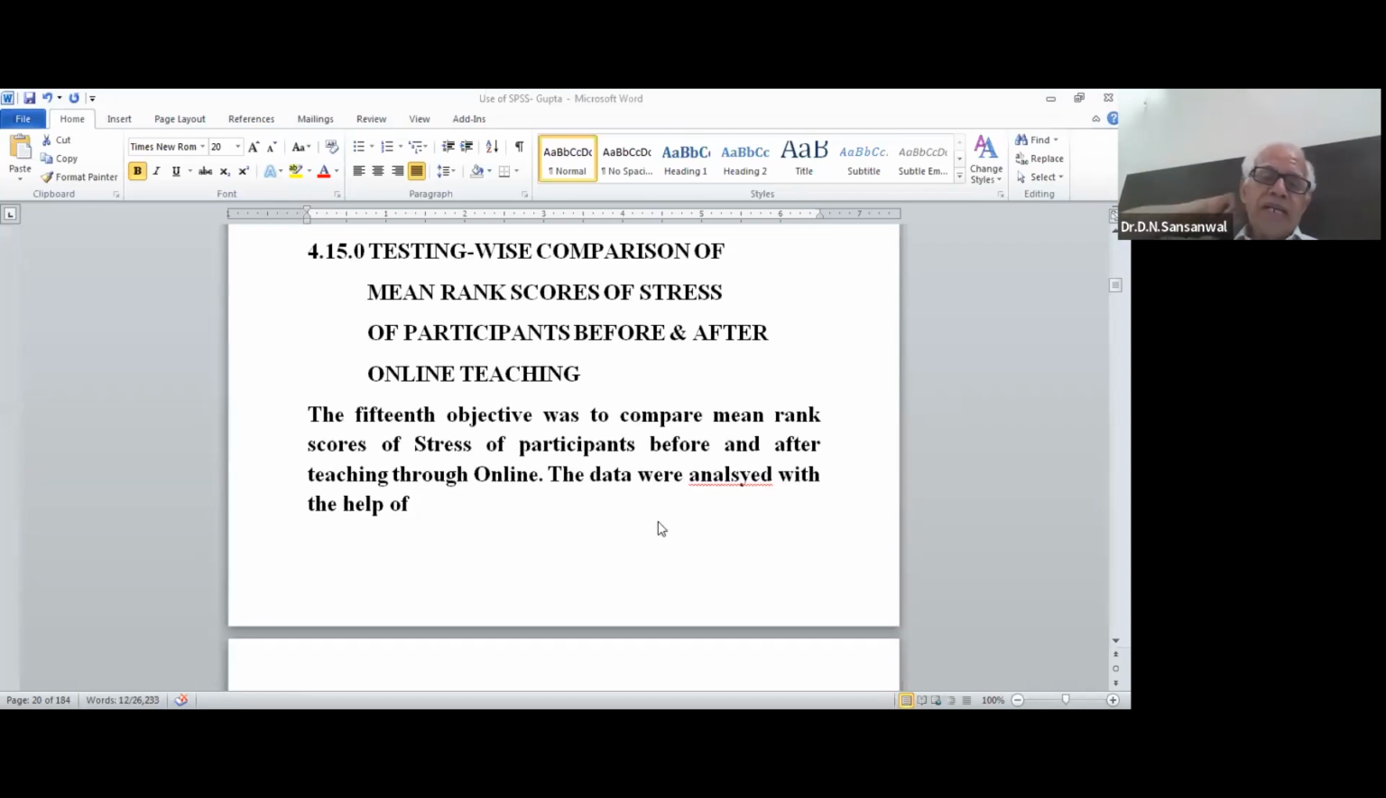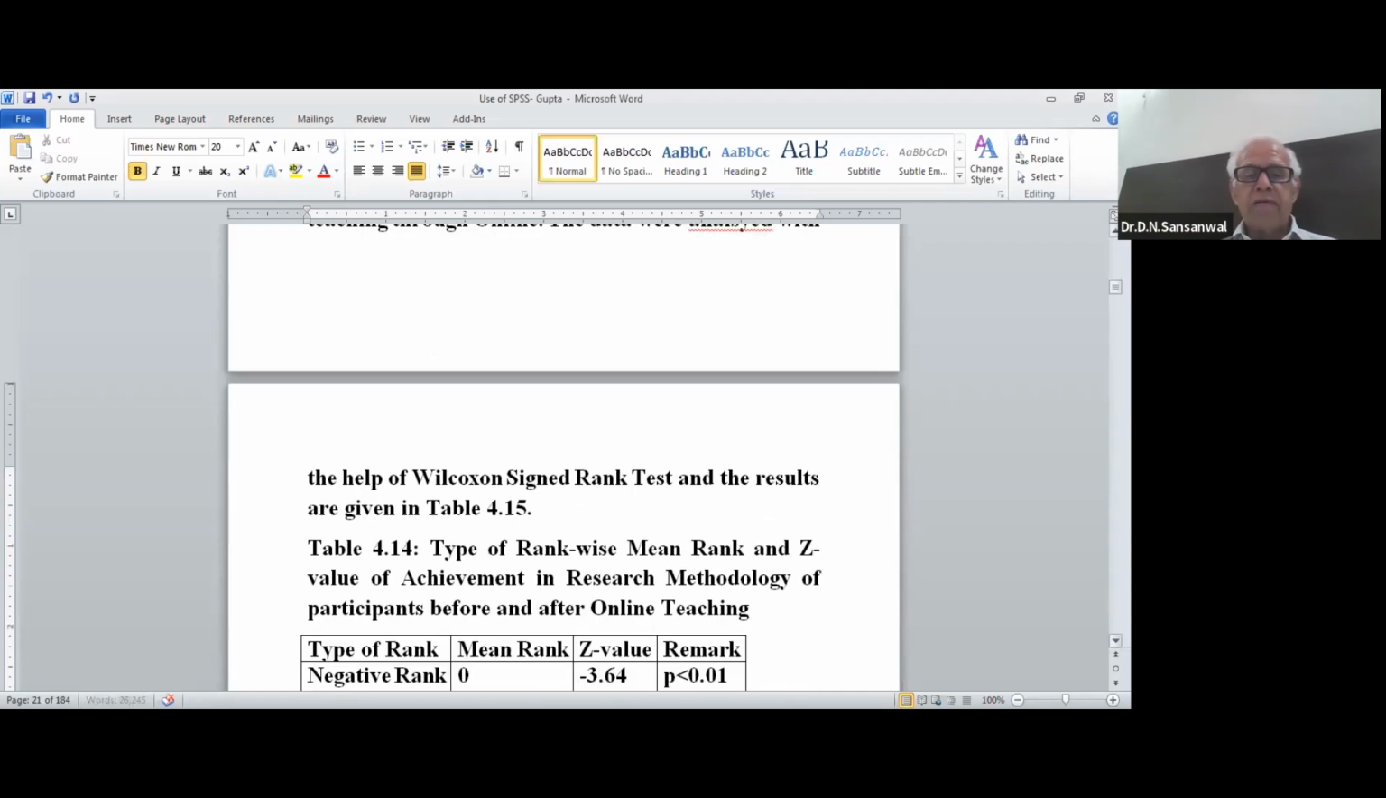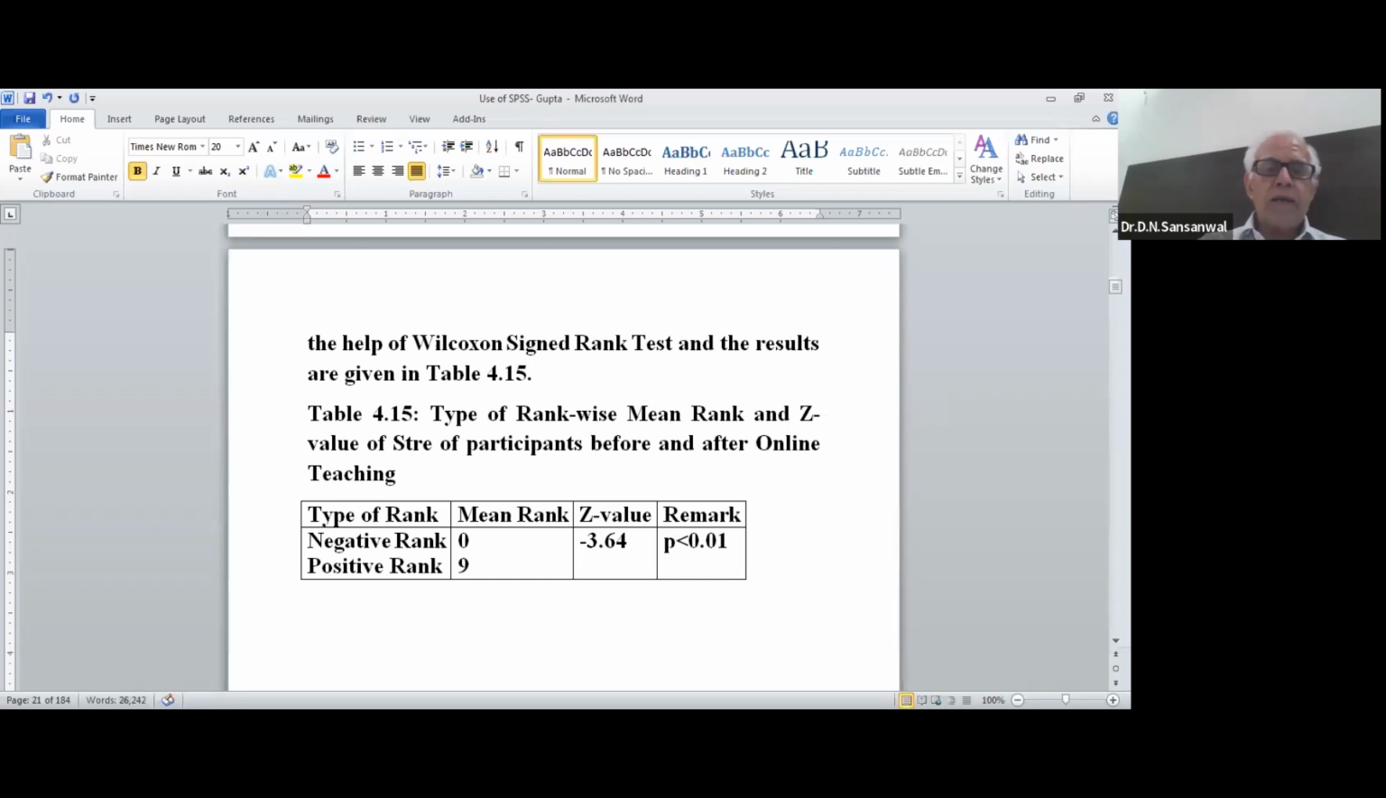So the data were analyzed with the help of Wilcoxon signed rank test, and the results are given in table 4.15. So this is your table 4.15: type of rank wise mean rank and Z values of stress of participants before and after online teaching.